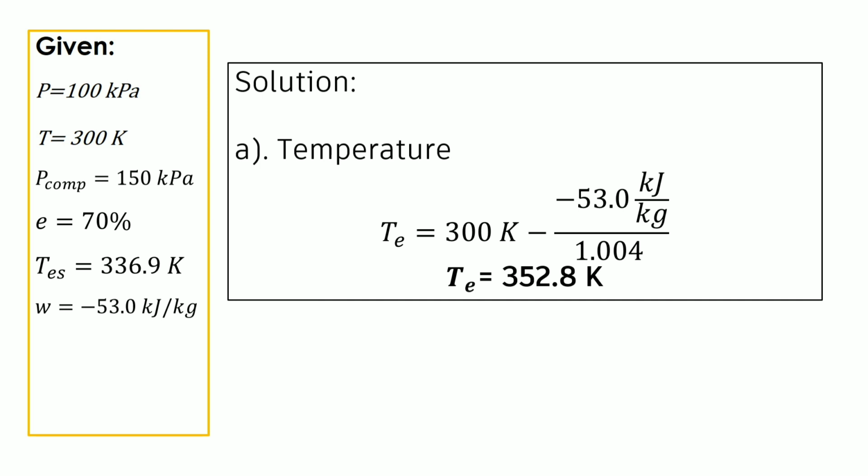Let's proceed to our next question. What is the exit temperature of our automotive supercharger? We have TE, which stands for the temperature exit, equivalent to the initial temperature, that is 300 Kelvin, minus the negative 53, the work, all over the constant, that is 1.004. We now have the exit temperature to be 352.8 Kelvin.